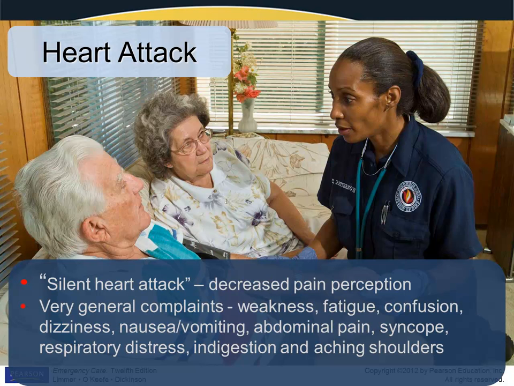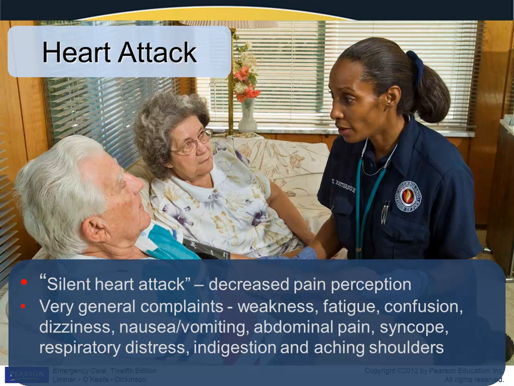General complaints they may have, instead of specifically saying it feels like an elephant on my chest: they're tired, they have respiratory distress, they may be nauseated. Chest pain patients very frequently vomit. Syncope, what's that? Yeah, they faint. Respiratory distress, indigestion. Sometimes their shoulders ache. Between the shoulder blades, they'll say that it hurts.